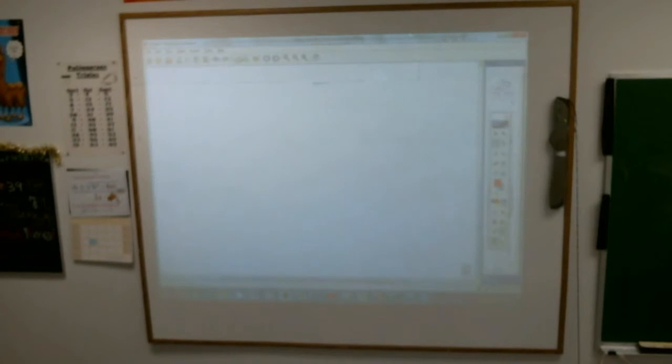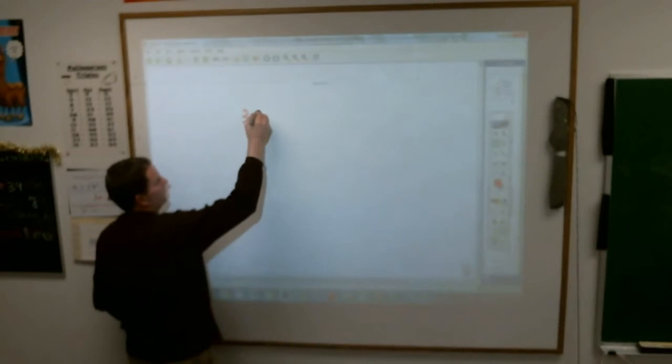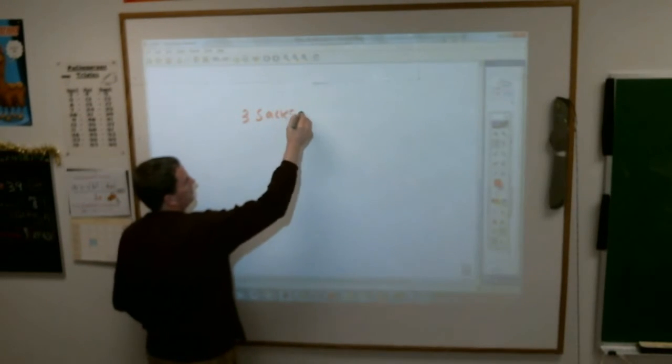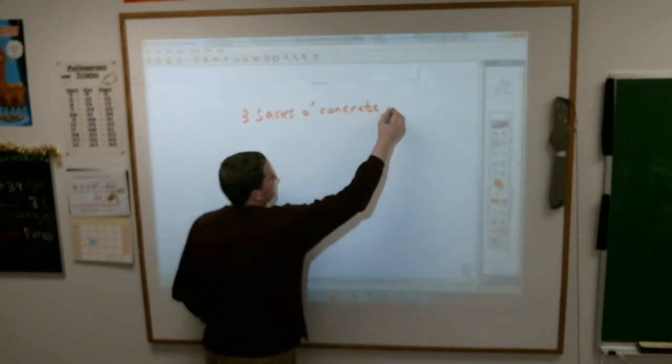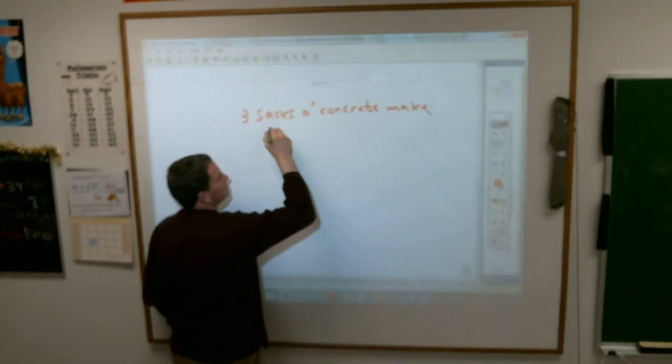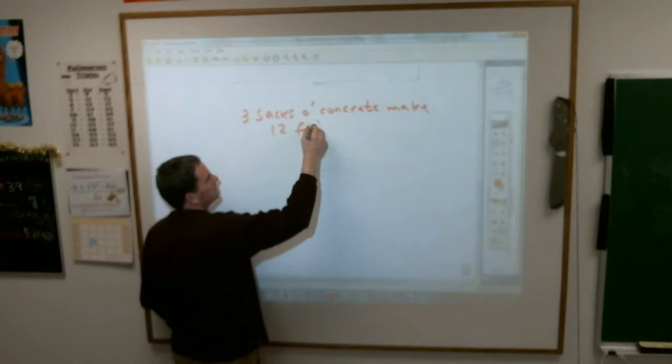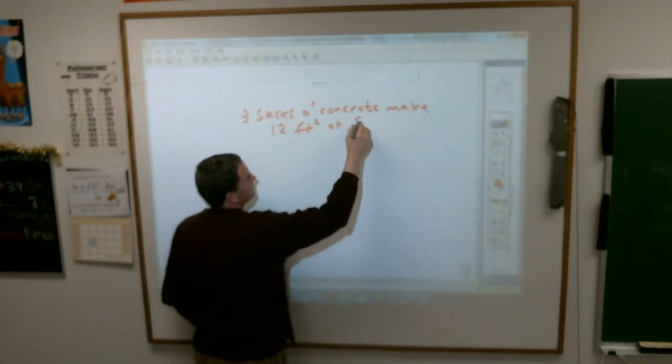3 sacks of concrete makes 12 square feet of sidewalk.